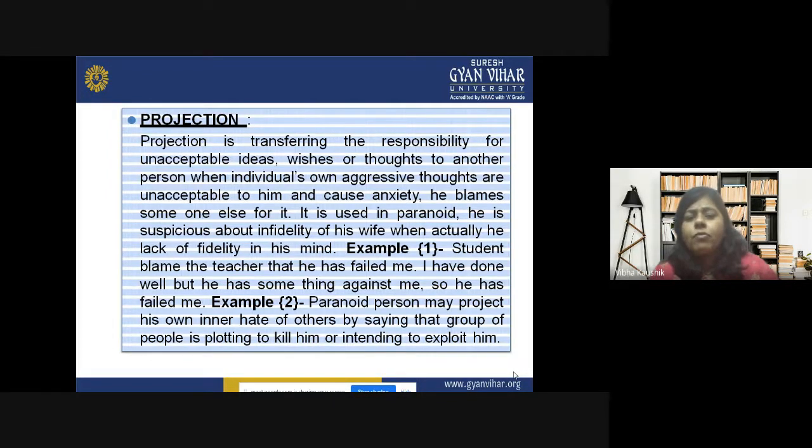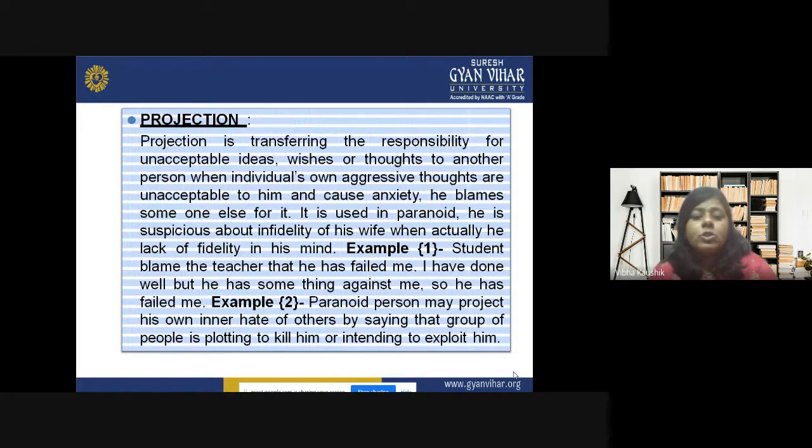This type of defense mechanism is used in situations of paranoia. He is suspicious about the infidelity of his wife when actually the lack of fidelity is in his own mind.